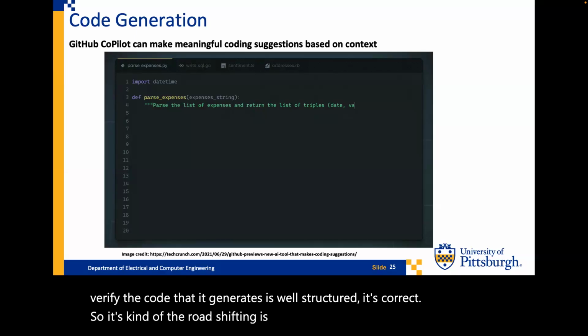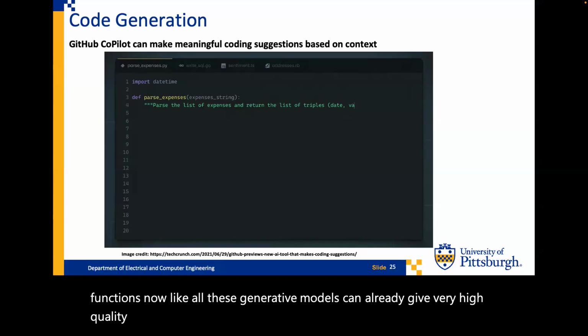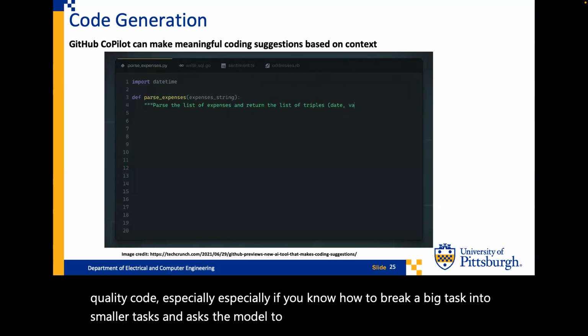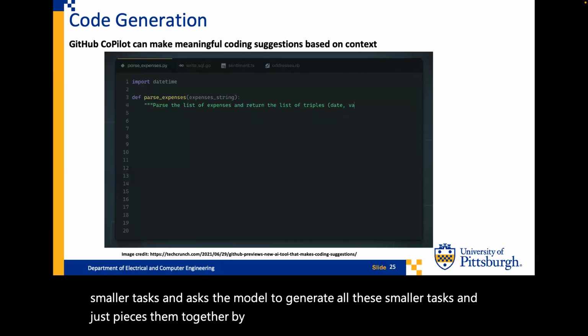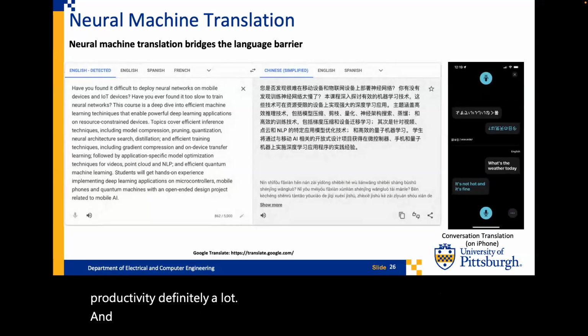But for a lot of basic functions now, these generative models can already give very high quality code, especially if you know how to break a big task into smaller tasks, ask the model to generate all these smaller tasks, and piece them together by yourself. And that definitely improved productivity a lot. And it's already happening.